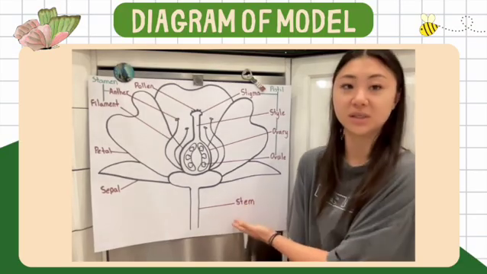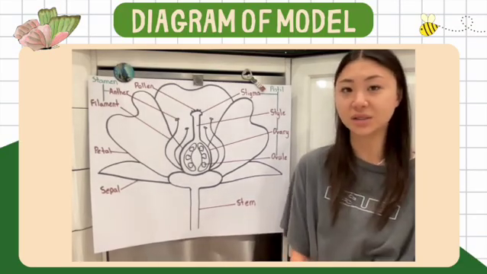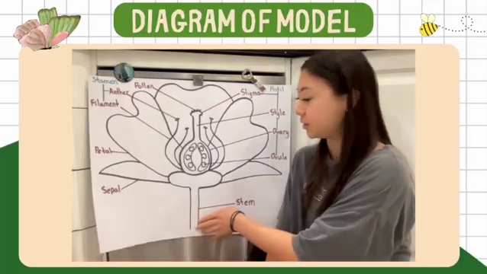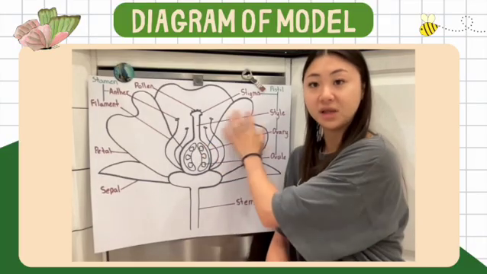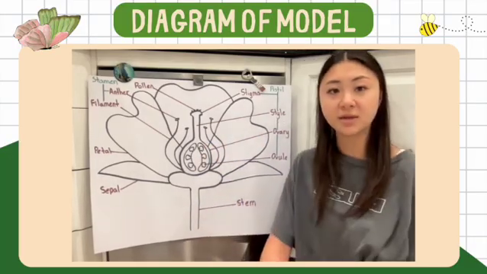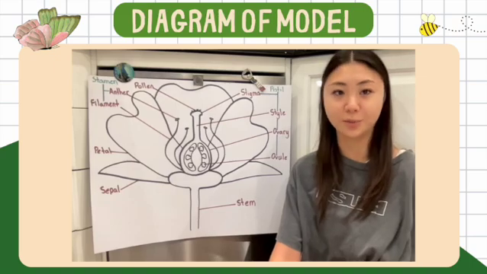Alright, starting from the bottom, we've got the stem. The stem holds the flower upright and connects it to the rest of the plant. It's adapted with tiny tubes that carry the water and nutrients up from the roots and into the flower, and food from the leaves back down into the roots. Its strength and flexibility help it survive the wind and rain without breaking.